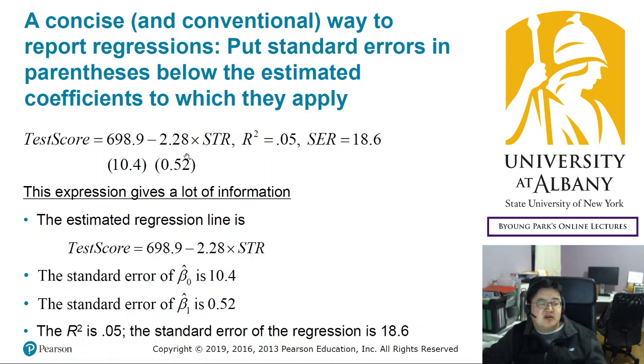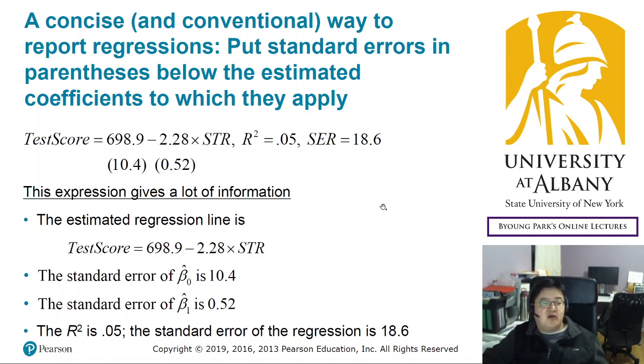And in the parentheses below, you can put the corresponding standard errors. So the standard error for this intercept is 10.4, and the standard error for this slope coefficient is 0.52. This part I think is the most important part. And in addition, you can report R squared. R squared is 0.05, so 5% is explained, and the standard error of the regression is 18.6. So it means the error term, even though it does not show up here, has this much variation.